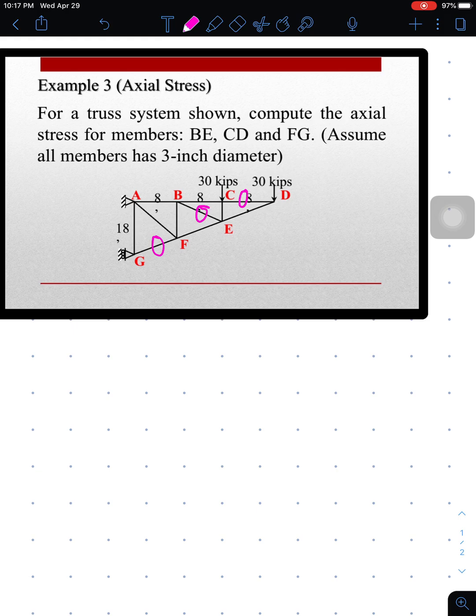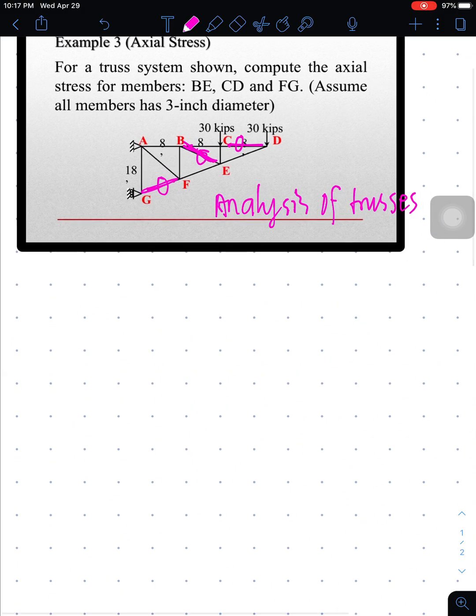Since we are looking for the axial stress, we have to determine first the axial forces inside these members BE, CD, and FG. How do we solve for these forces? We have to go back to statics for the analysis of trusses. Remember that? So in analysis of trusses, there are 2 methods, right?